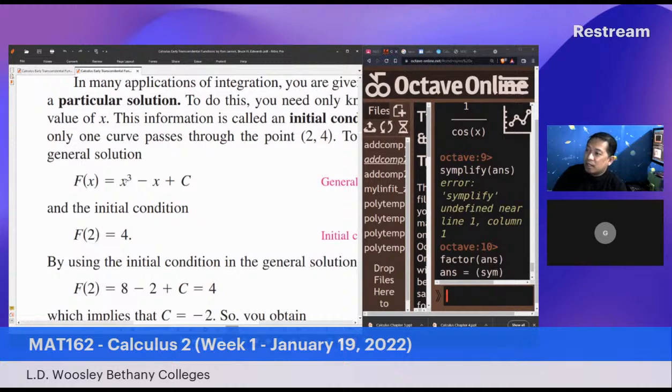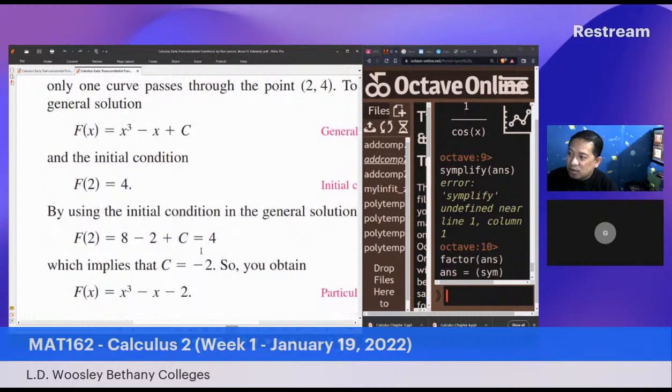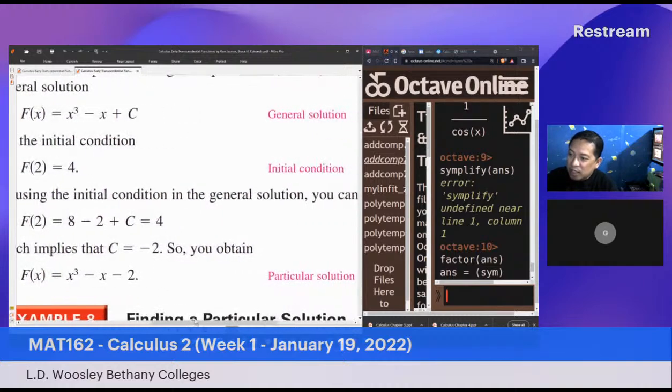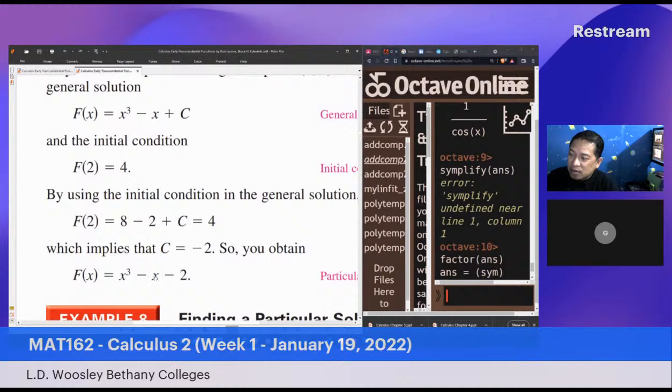So we could substitute 2 here: 2 cubed minus 2 plus C. So that is 8 minus 2, which is 6. 6 plus C is equal to 4 because f of 2 is equal to 4. Na-gets mo, Gillian? So therefore, solving for C, we have 6 plus C is equal to 4. Therefore, C is equal to 4 minus 6 or negative 2. So the particular solution based on the initial condition is x cubed minus x minus 2, kasi meron kang initial condition value.